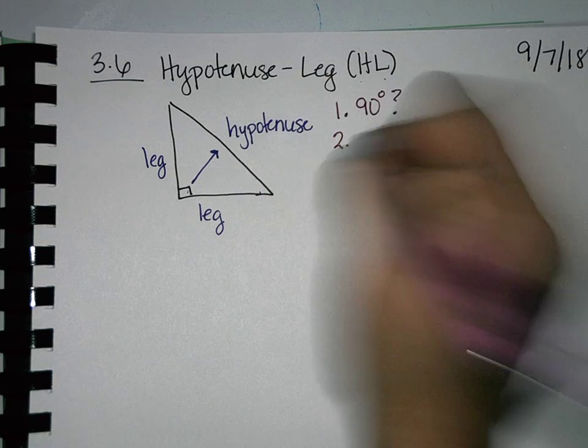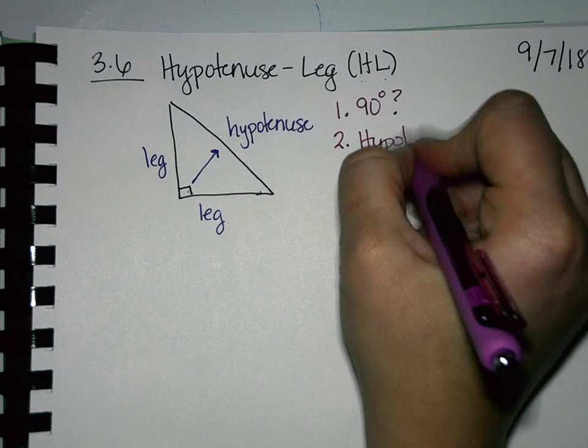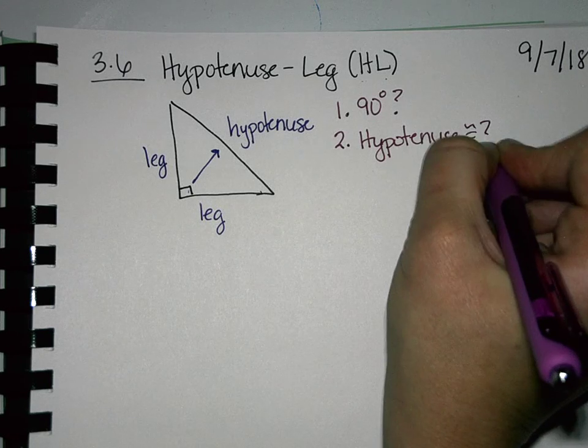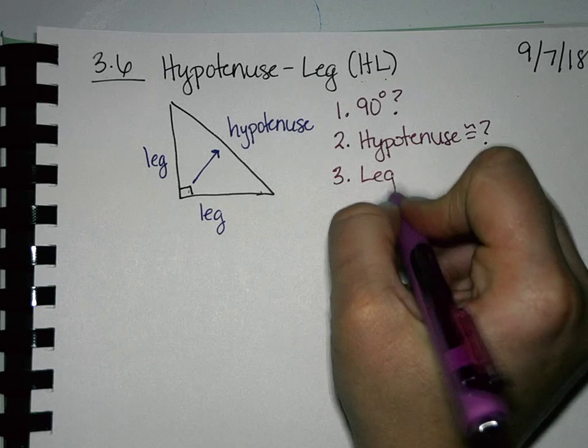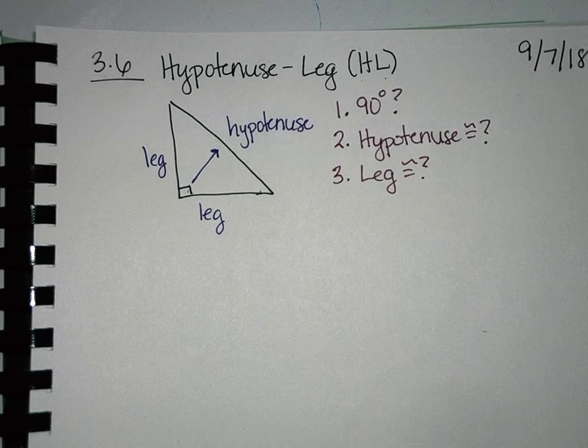The second question you want to ask yourself is about the hypotenuse. Are the hypotenuses congruent? And then finally, do you have a pair of legs that are congruent? Okay, those are the three questions you ask yourself to see if you have hypotenuse leg. If you answer no at any point, then you don't have it. You have to answer yes to all three of these questions to have hypotenuse leg.